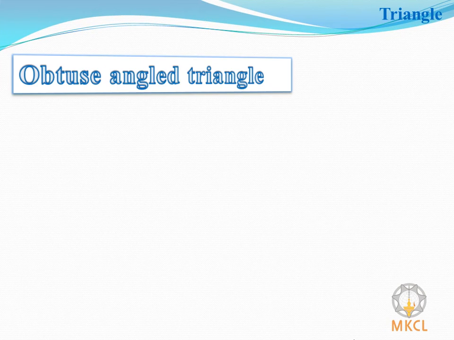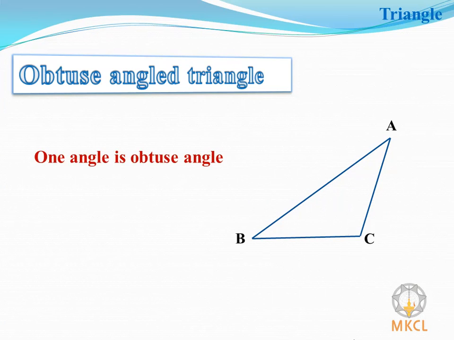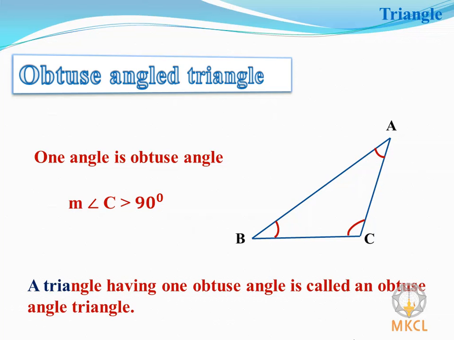Now obtuse angle triangle. This is a triangle where one angle, angle C, is an obtuse angle, means measure of angle C is greater than 90 degrees, and angle A and B are acute angles. A triangle having one obtuse angle is called an obtuse angle triangle.